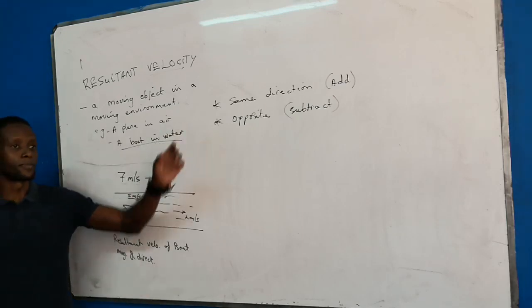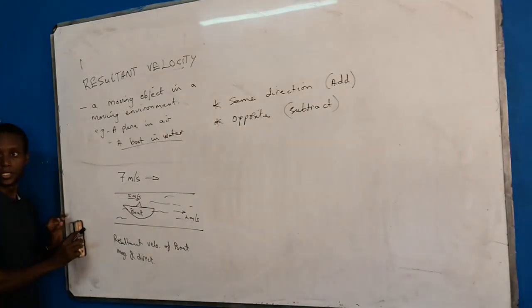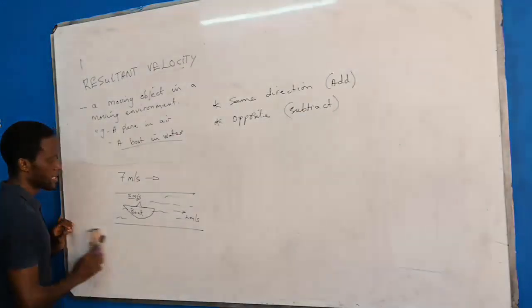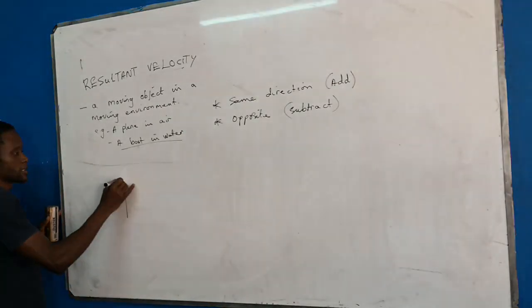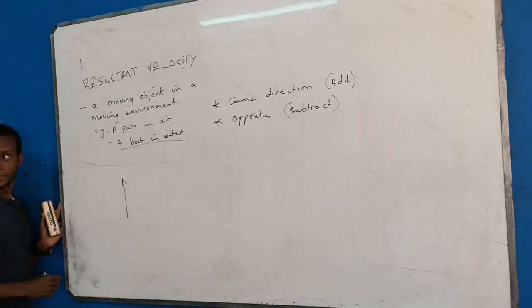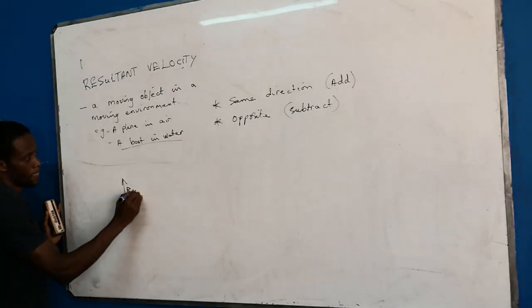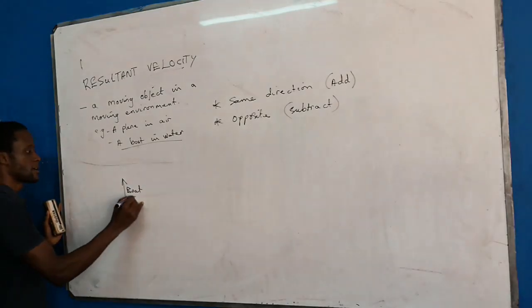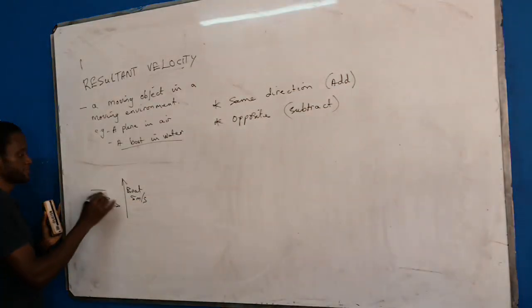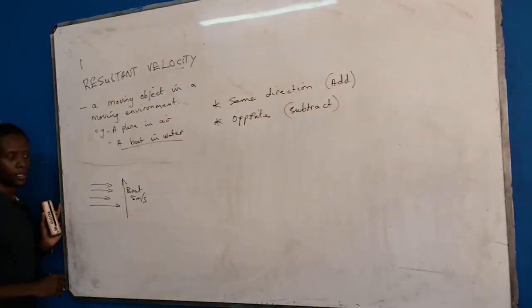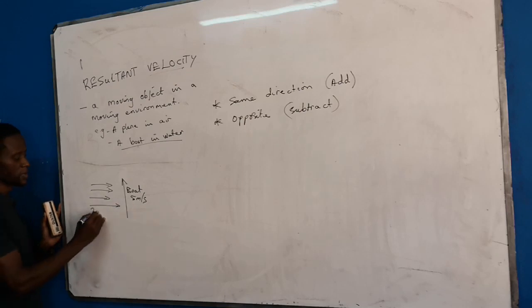Simple enough. Keep this in mind. Our questions are not going to be like that. Our questions will be something like this. The boat is trying to go that side. Now I'm just using lines. 5 meters per second. The water is flowing in that direction at 2 meters per second.